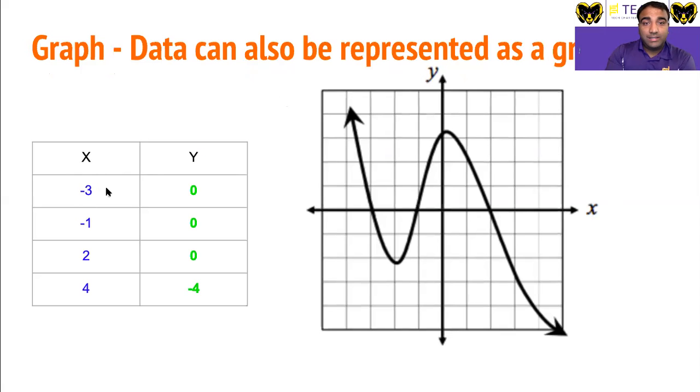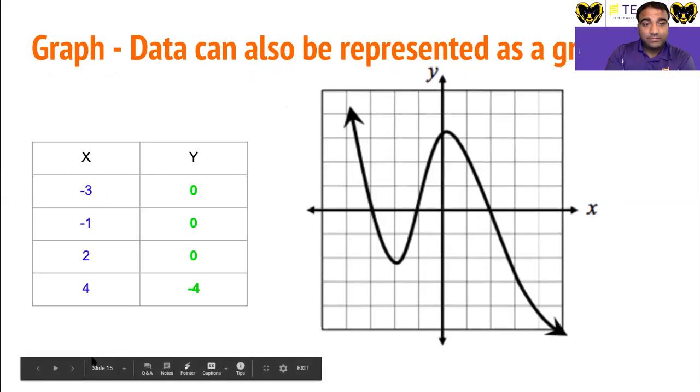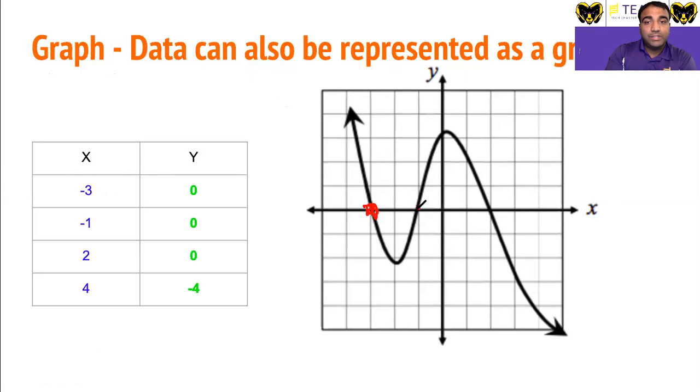So here you can kind of see that we plotted the points -3 and 0, and these are called zeros. We'll show more about this in the future. -1, 0, and -2, 0, and then over here at 4, it's like -4-ish. And so we can go ahead and draw our data as like a graph.